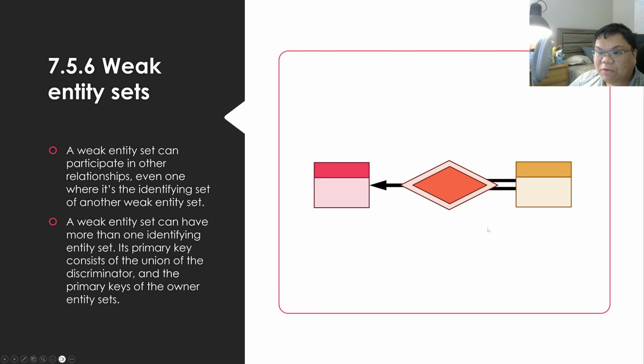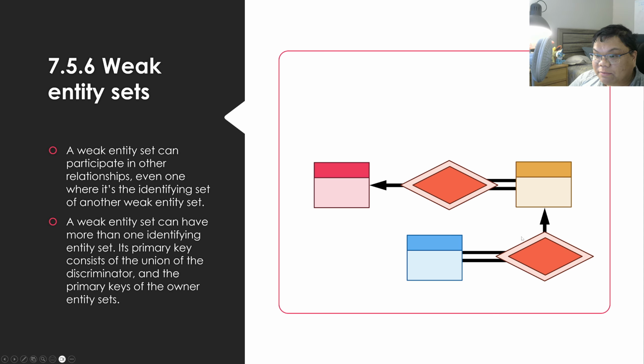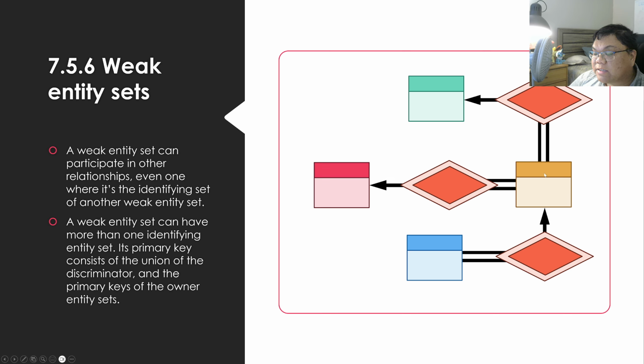Here are a few other things about weak entity sets. A weak entity set can participate in other relationships, even one where it's the identifying set of another weak entity set. And a weak entity set can have more than one identifying entity set. Its primary key consists of the union of the discriminator and the primary keys of the owner entity sets. So this entity set yellow has a primary key that is its discriminator and the primary keys of green and red.